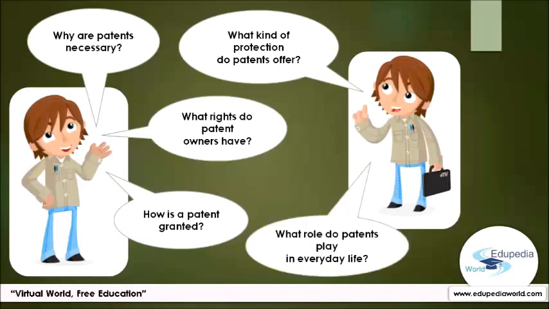Final question. What role do patents play in everyday life? Patented inventions have pervaded every aspect of human life, from electric lighting and sewing machines to magnetic resonance imaging, MRI, and the iPhone. In return for patent protection, all patent owners are obliged to publicly disclose information on their inventions in order to enrich the total body of technical knowledge in the world. This ever-increasing body of public knowledge promotes further creativity and innovation.